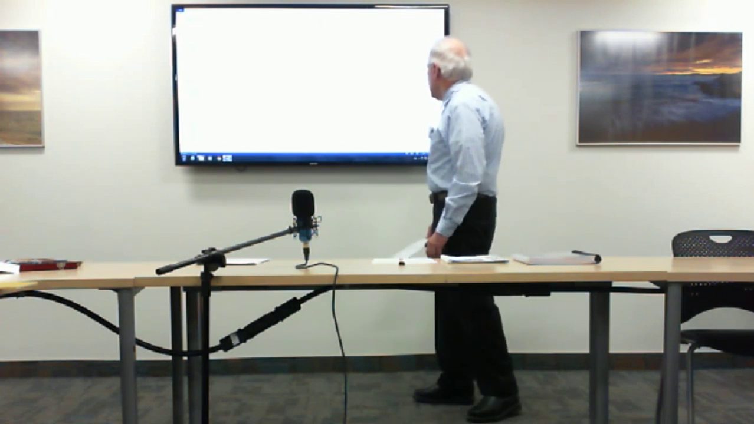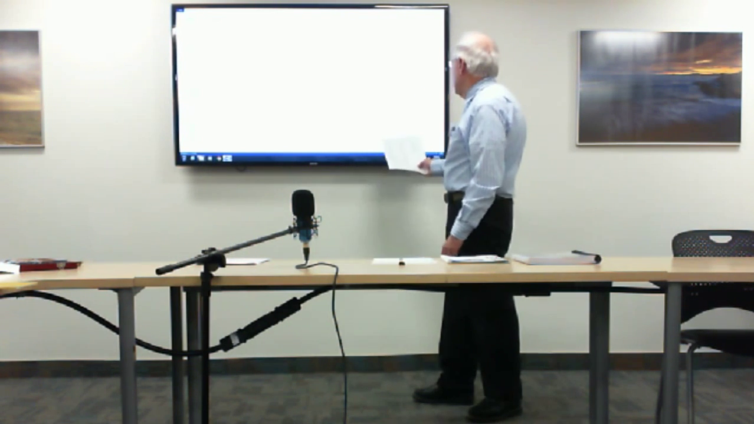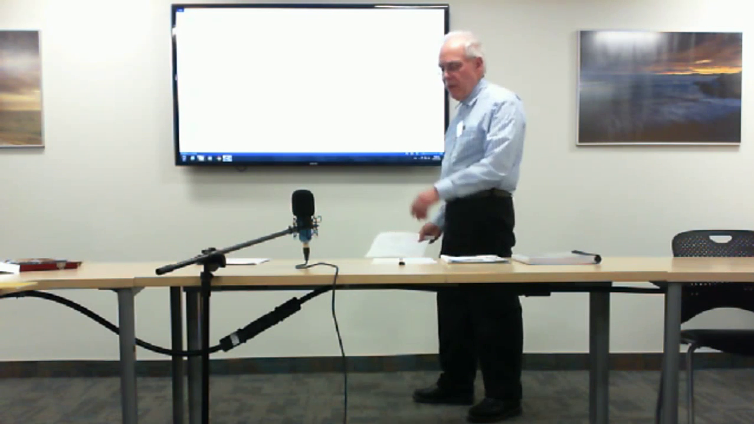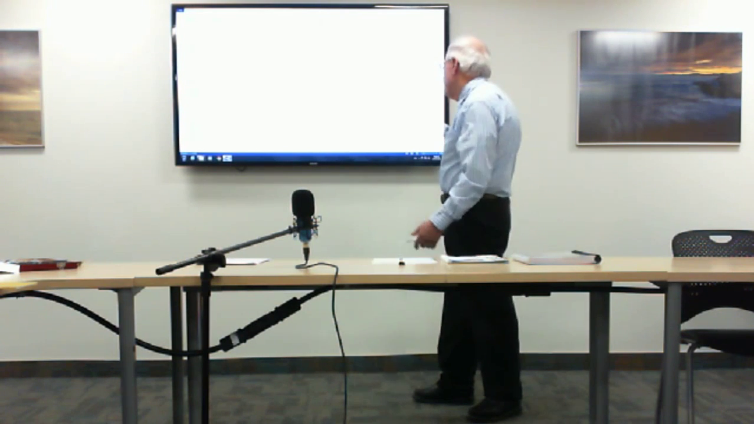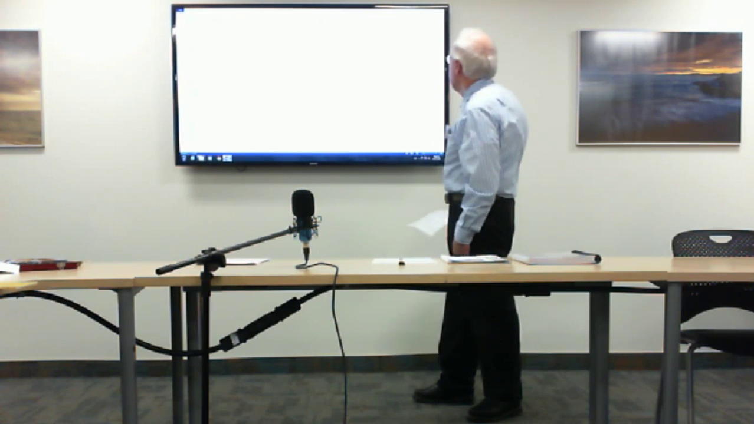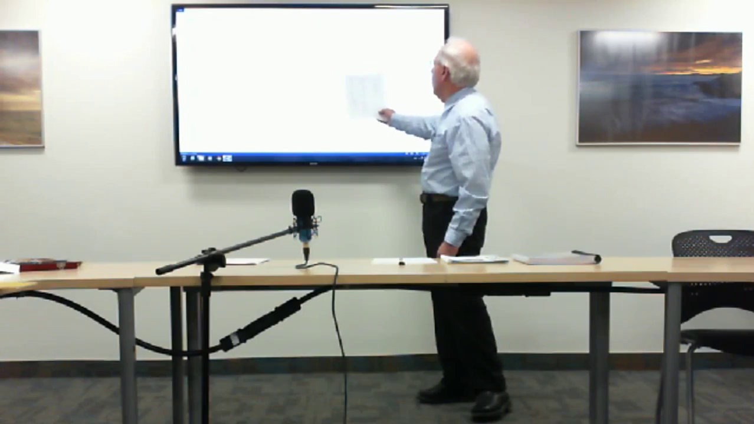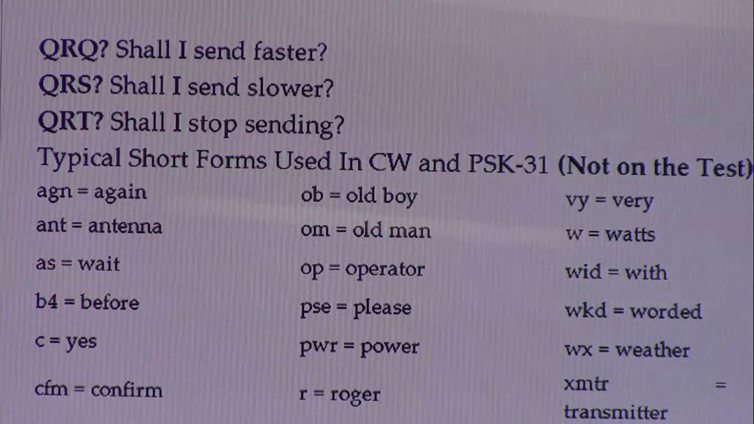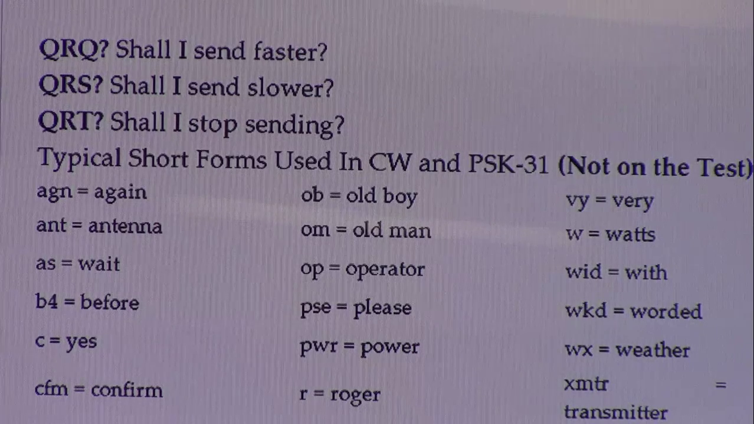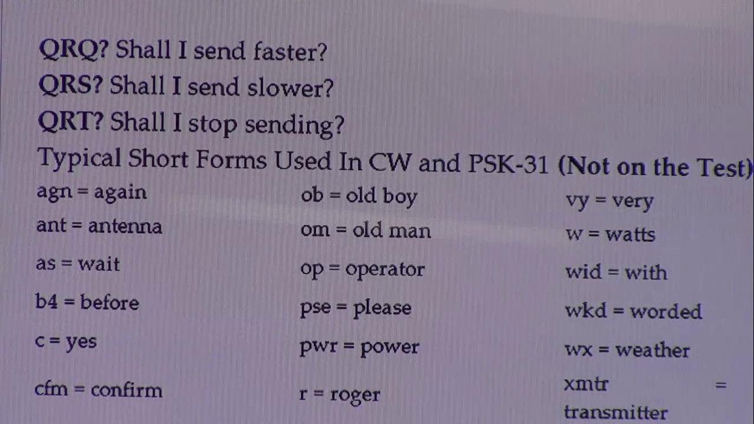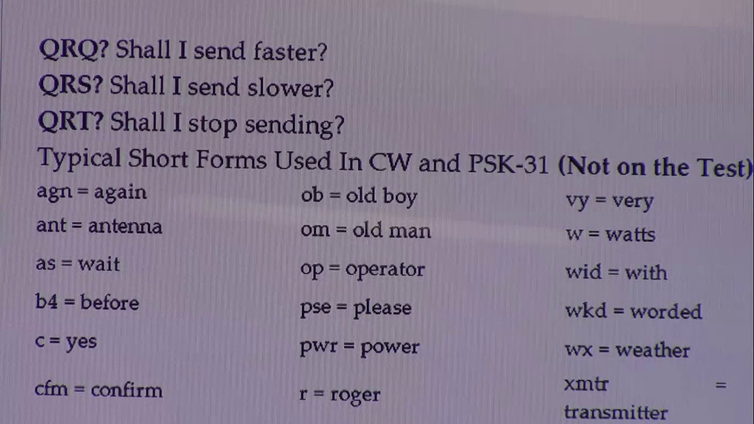But some of them are used in sideband. 73 is best regards. A woman would say 88 hugs and kisses, which is kind of nice. Old man, old boy, old man, it's used in sideband. Okay, so when you call somebody, he's on the air, they'll say you're 599, old man. So that's the typical way we talk to each other.